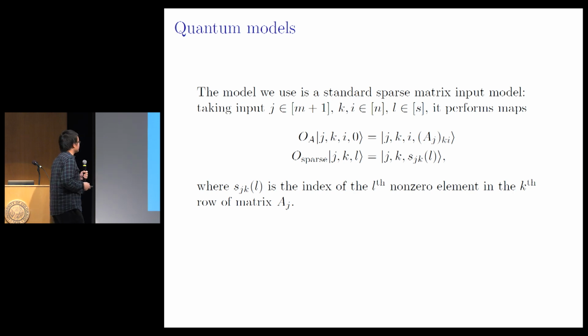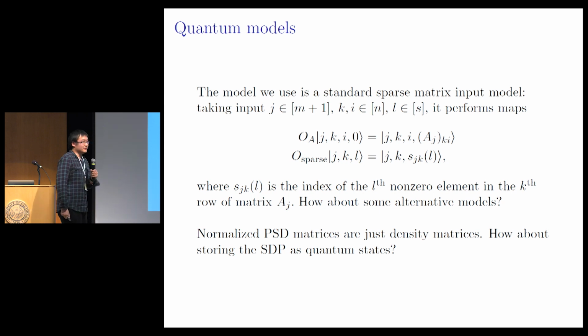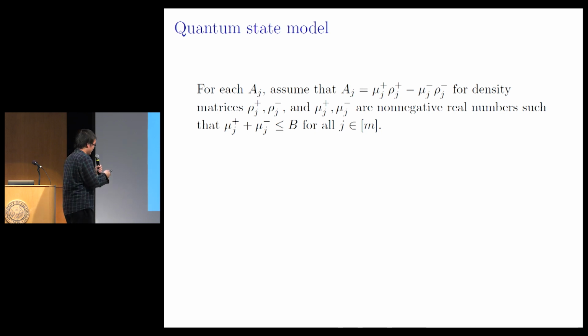So maybe one question from the quantum algorithm side is, how about some alternative models? Especially for the problem of SDP, one thing we can think about is that normalized PSD matrices are just density matrices in quantum information. So would it be a good idea to store this SDP as quantum states, I mean density matrices? For this talk, we consider a model which we call the quantum state model. Here, we assume that for each constraint matrix A_j, we write it as a subtraction of two density matrices, some rho_j plus and some rho_j minus, up to some normalizing coefficients mu_j plus and mu_j minus. These coefficients are non-negative, and we are directly given copies of the density matrices rho_j plus and rho_j minus. And we need a promise about whether this decomposition is good or not. That is, we want to make sure that the summation of these coefficients is bounded, over all the constraints j from 1 to m.